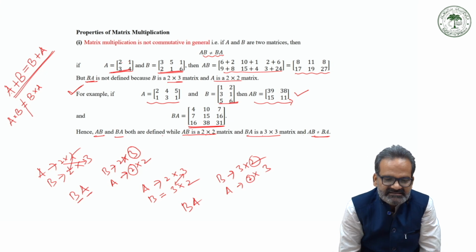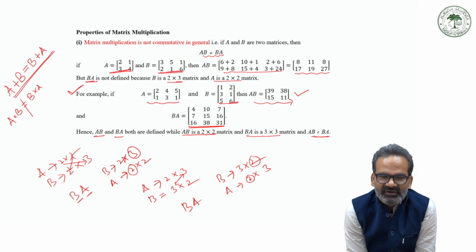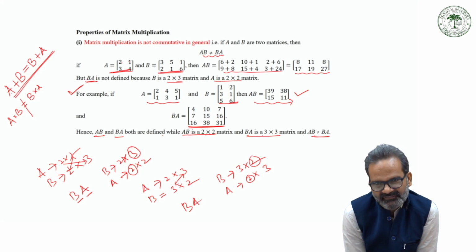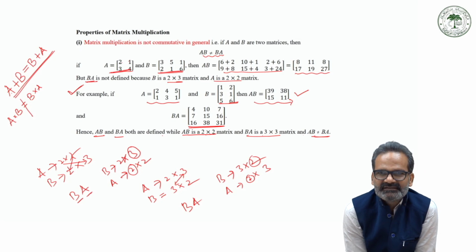It simply means the product of two matrices is only defined if the columns of the first matrix are equal to the rows of the second matrix.